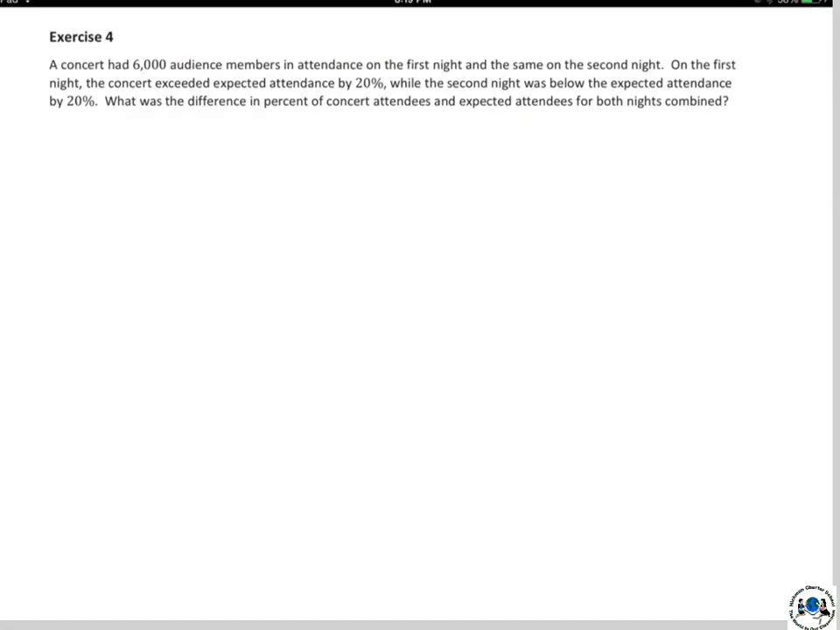Okay, and I think this might be the final exercise here. We have a concert, had 6,000 audience members in attendance on the first night and the same on the second night. Okay, so 6,000 audience members in attendance on both the first and second night.